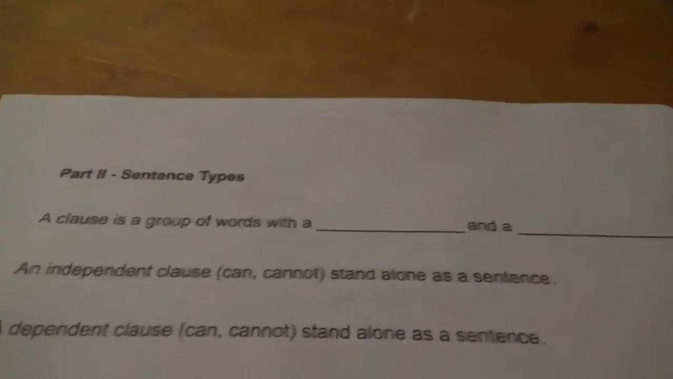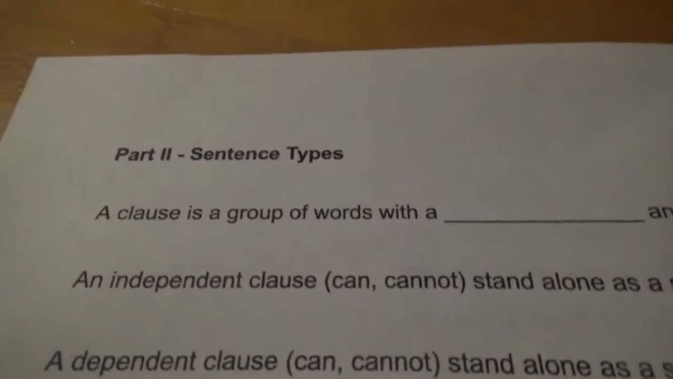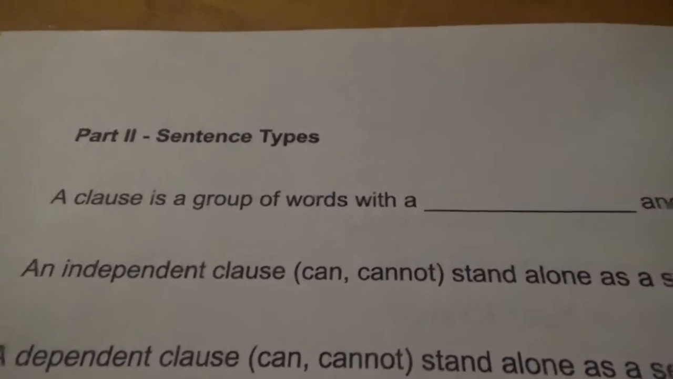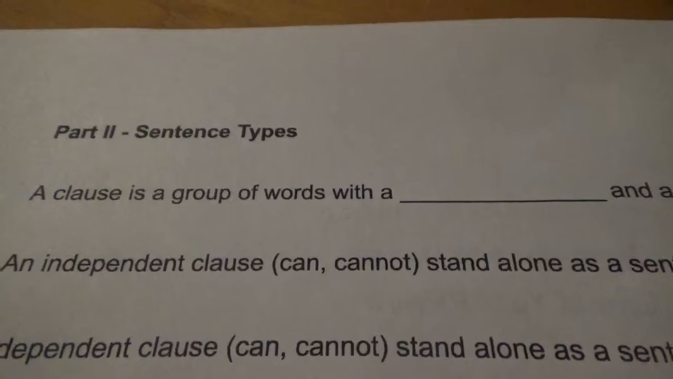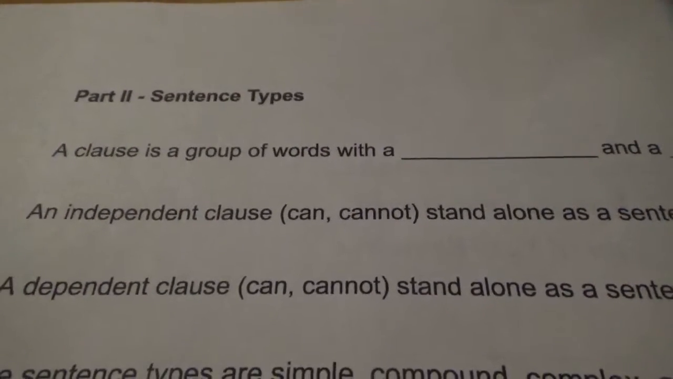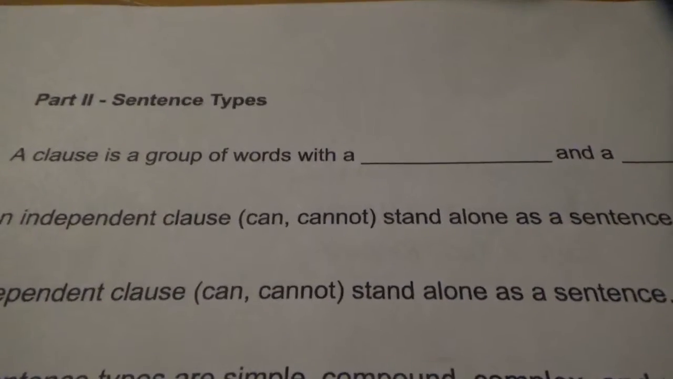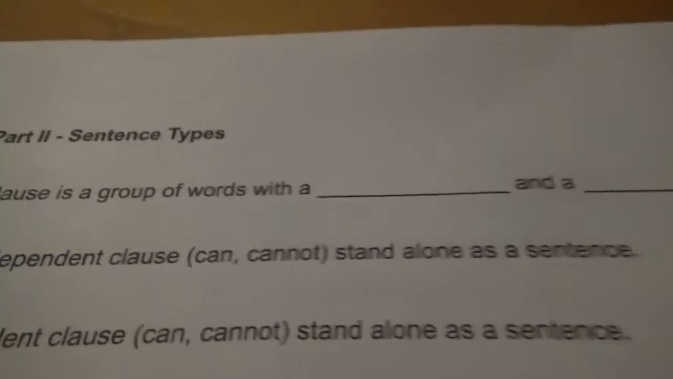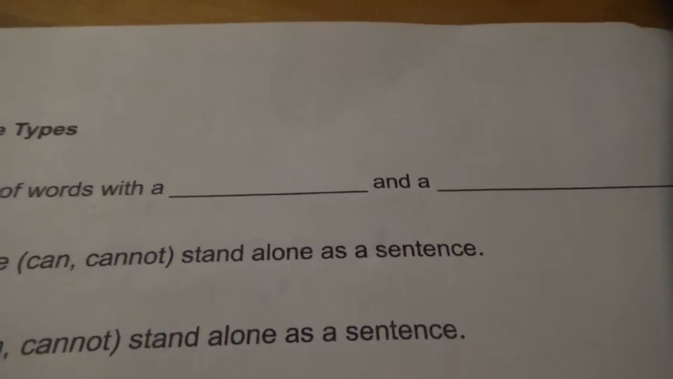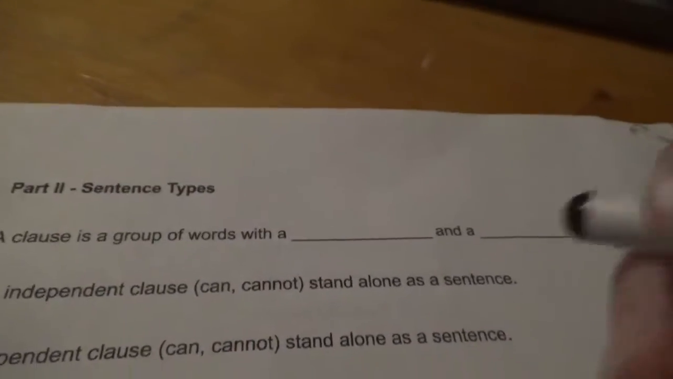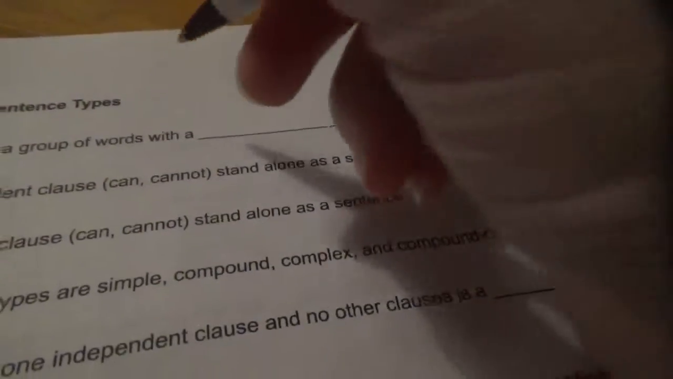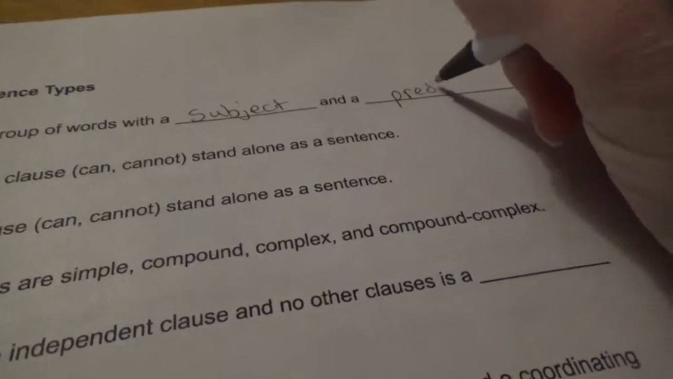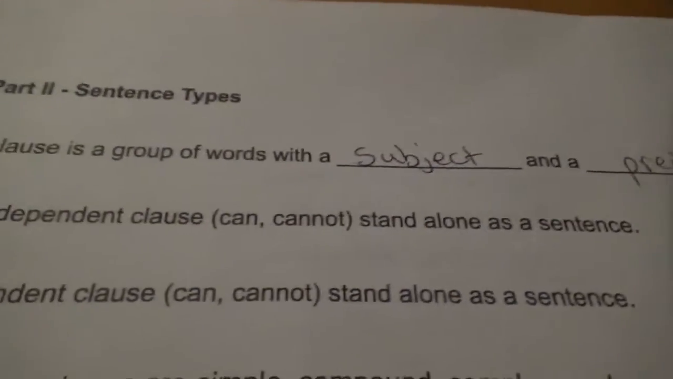Okay, let's look at part 2 on your end of year review where it says sentence types. Part 2, sentence types. A clause is a group of words with a subject and a predicate. You should have written with a subject and a predicate.